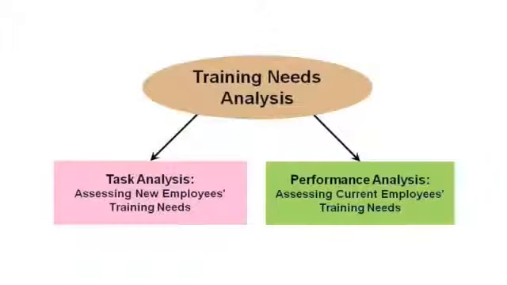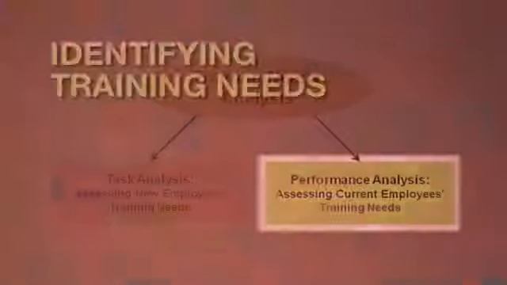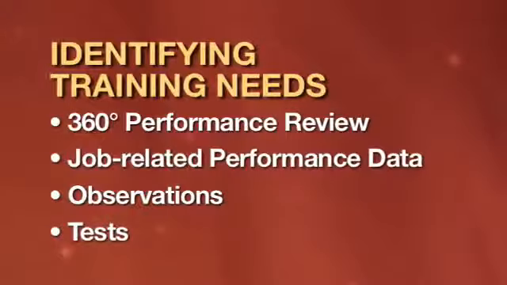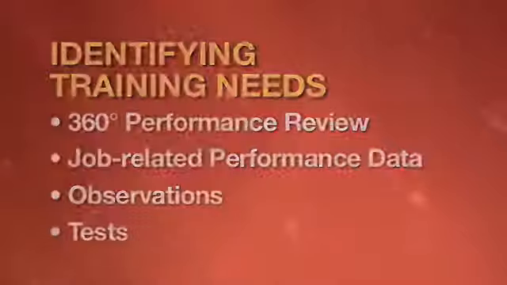The second type of needs analysis is a performance analysis. The goal here is to verify if there is a performance deficiency and to determine whether that deficiency should be corrected through training or through some other means, such as transferring the employee. There are several methods that can be used to identify an employee's training needs, including 360-degree performance reviews, job-related performance data, observations by supervisors or other specialists, and tests of things like job knowledge and skills.